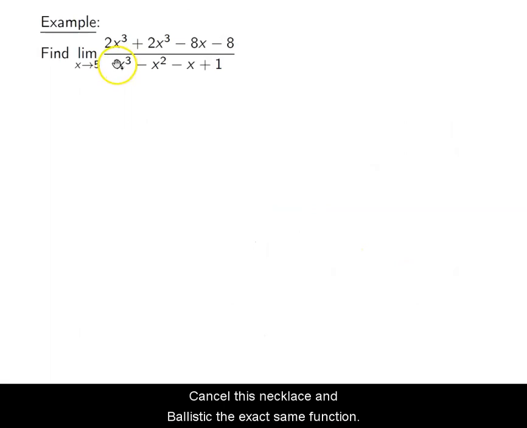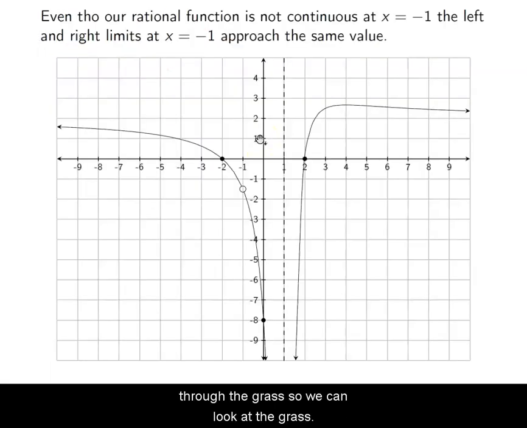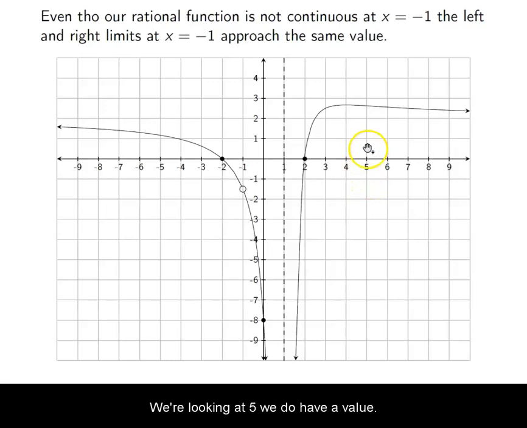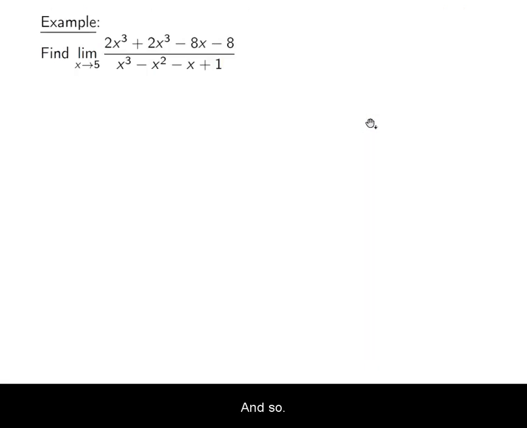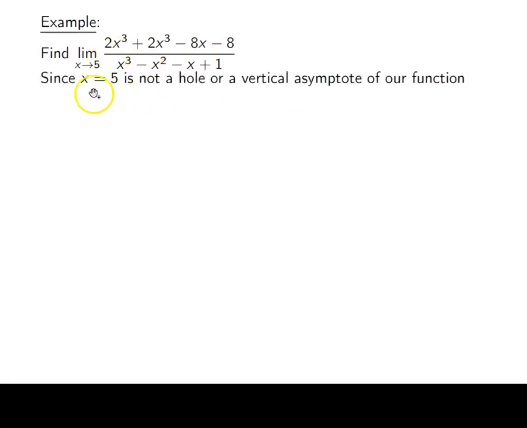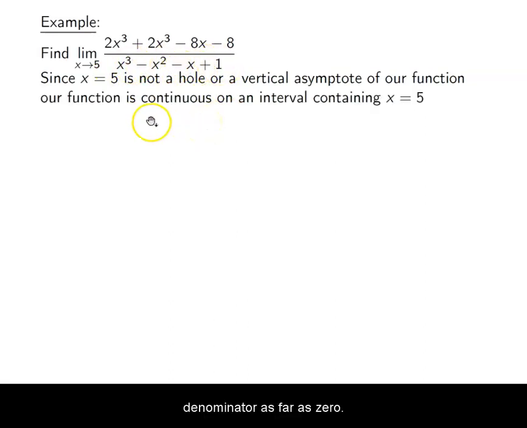Okay, so for this next example, let's take the exact same function, but look at what's happening as x goes to 5. So we already drew the graph, so we can look at the graph. If we're looking at 5, we do have a value here. Okay, and so same exact function. 5 is not a hole. It's not a vertical asymptote for our function. We've already factored the denominator. We know it's all ones and +1 and -1 in the denominator as far as zeros go.